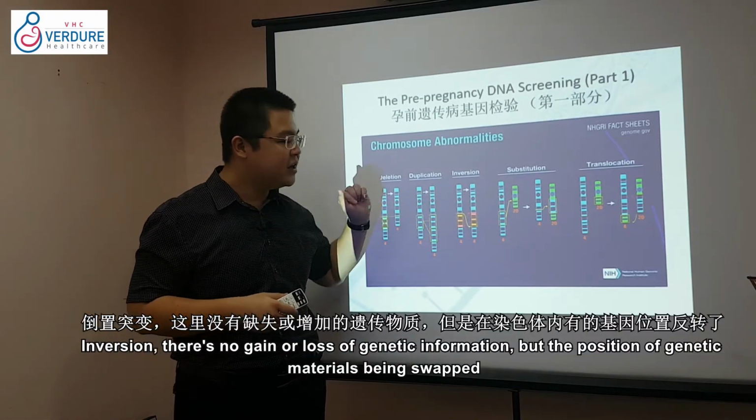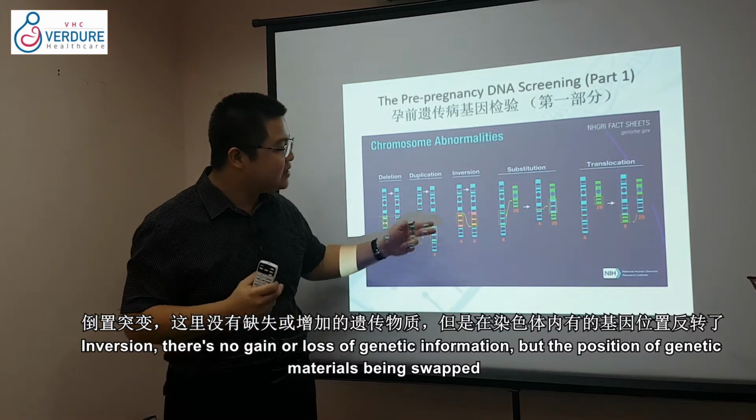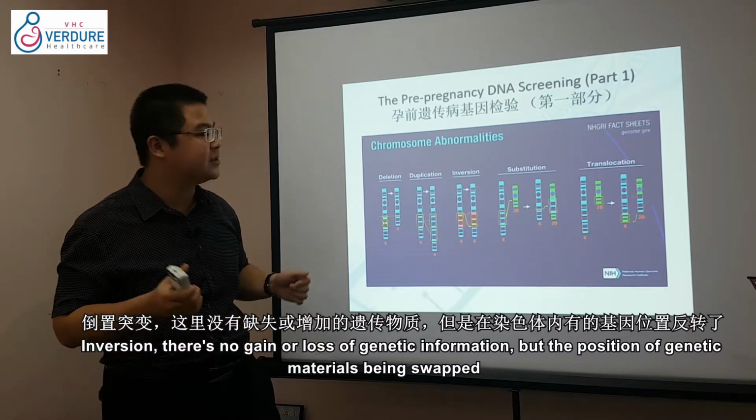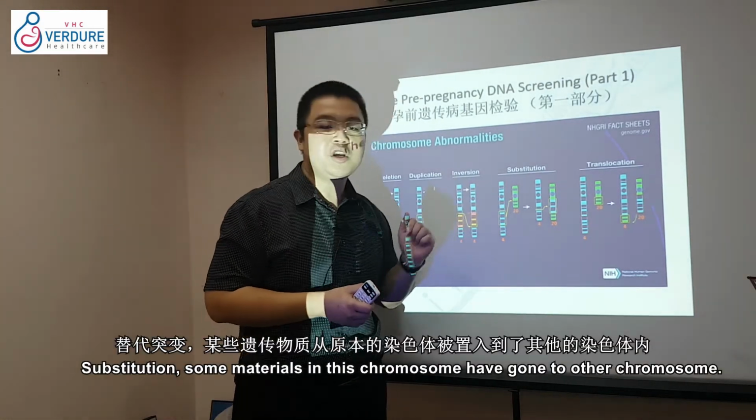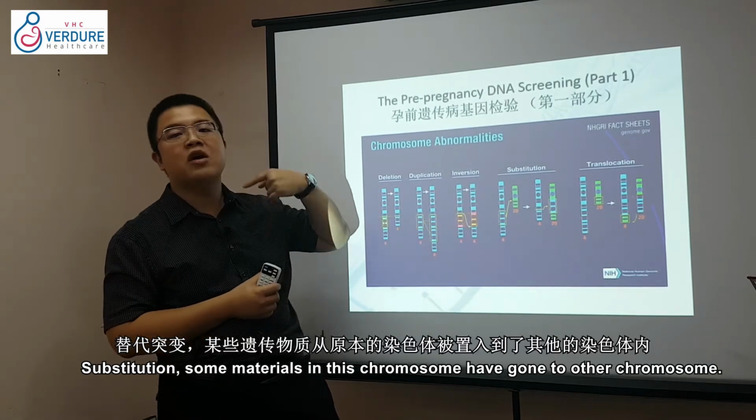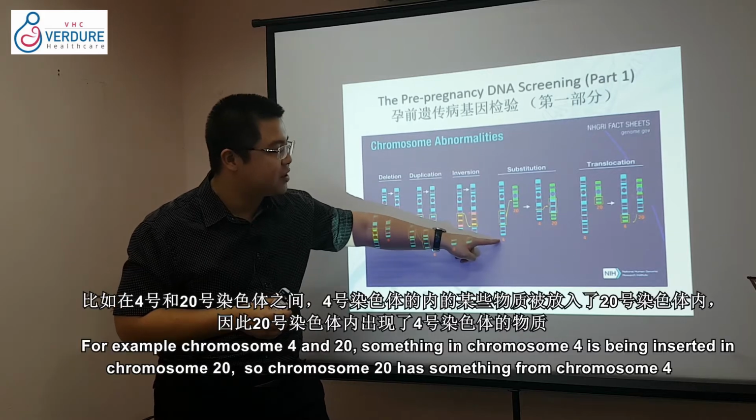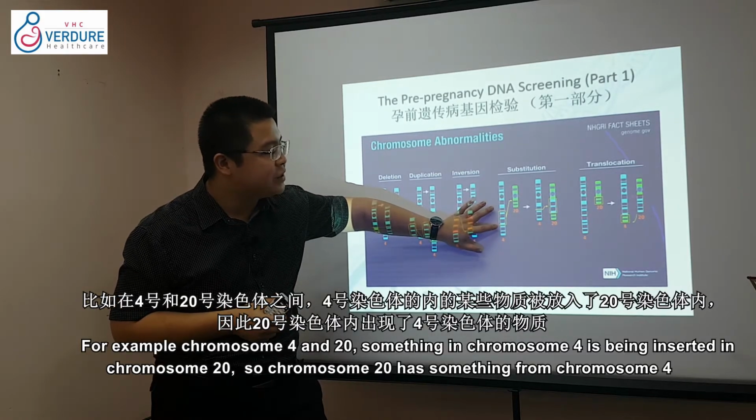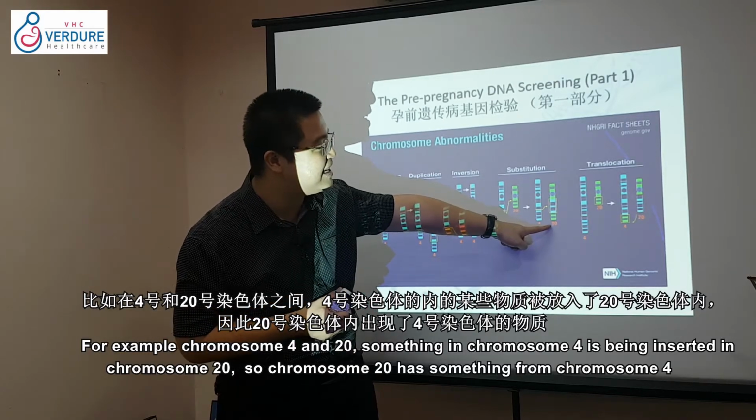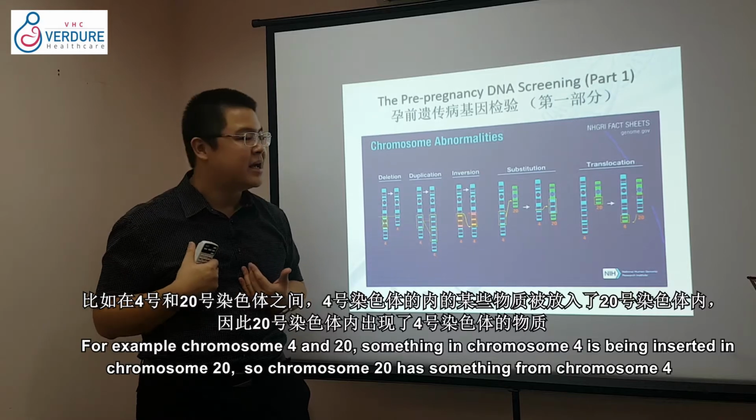Okay, inversion, which means that there is no gain or loss of information. It is just the position of the genetic material that has been swapped. And as for substitution, it means that one chromosome's material has gone to another chromosome. For example, this is chromosome 4. Something from chromosome 4 has gone to chromosome 20, and now chromosome 20 actually has something from chromosome 4.